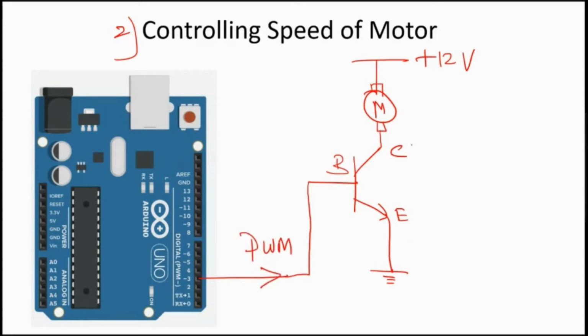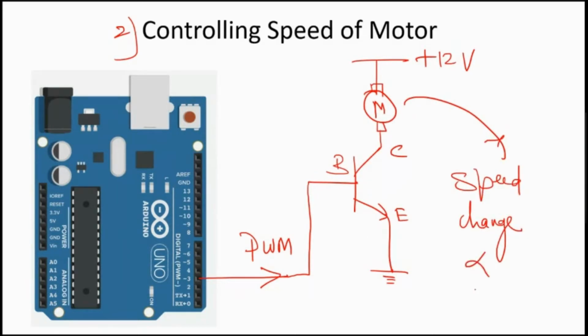As the PWM changes, as the duty cycle changes, the speed of the motor would change. Speed change is directly proportional to pulse width modulation. So in this case, we can adjust the speed of the motor. So variable speed means you can do whatever change you want. Suppose you are driving the robot, if you want to drive the robot faster or slower, we can use the PWM signal. So this is controlling the speed of motor.